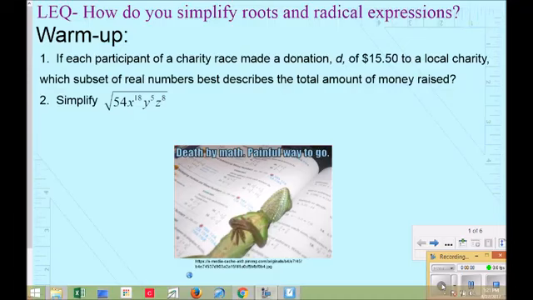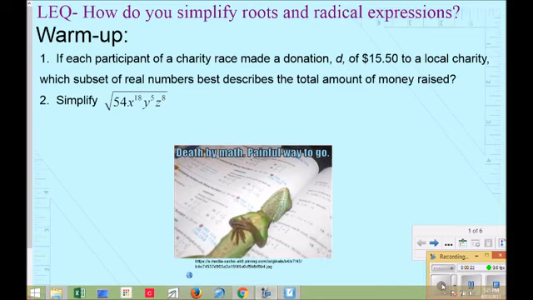Started with a warm-up. So let's take a look at the warm-up. It says that each participant of a charity raise made a donation D of $15.50 to a local charity. Which subset of real numbers best describes the total amount of money raised?